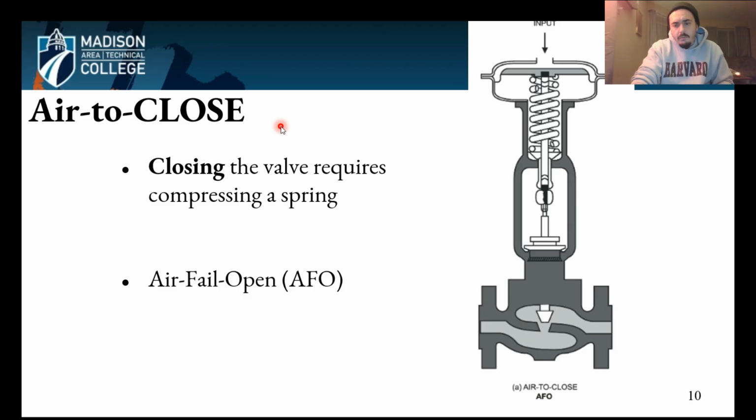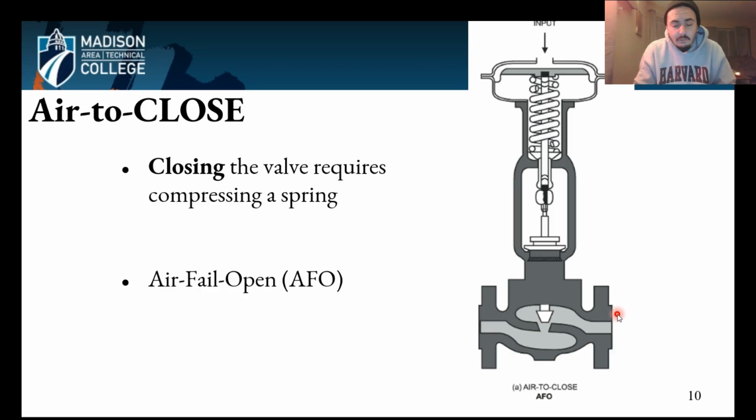So the one on the left is called air to close, which means it requires compressed air. If you look on this doodle here, it takes compressed air, fills this little chamber here, and pushes the spring down. As it pushes the spring down, this plug goes into this orifice. Without the plug, fluid can move through the orifice and out the exit. However, when the plug is down, the fluid is trapped inside here and cannot move through the valve.